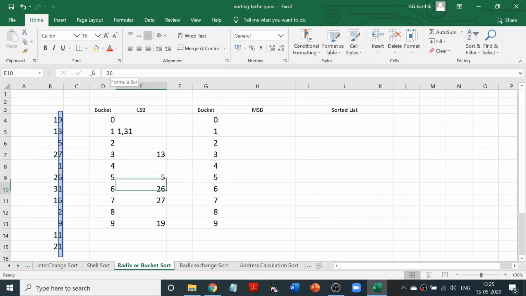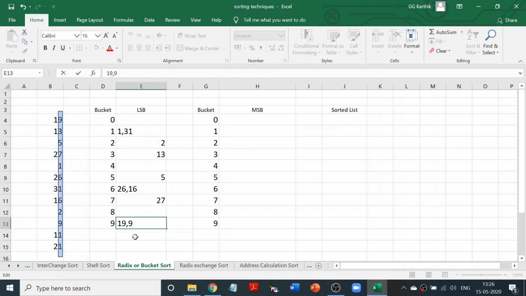And go on. 16, bucket number 6, you already have a 26 there. So I'm going to put a comma and write 16. So there are 2 elements in a single bucket. Right. 2's least significant digit is 2, so it goes to the second bucket. Again 9's least significant digit is 9, it goes to the ninth bucket. Already there is a value, so I'm going to put a comma and say 9.